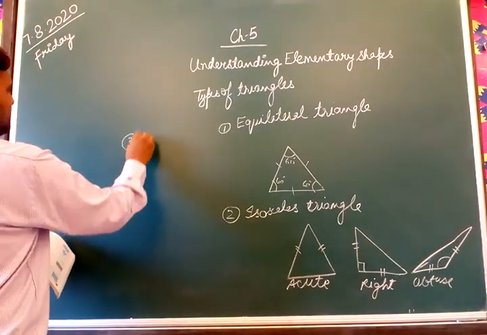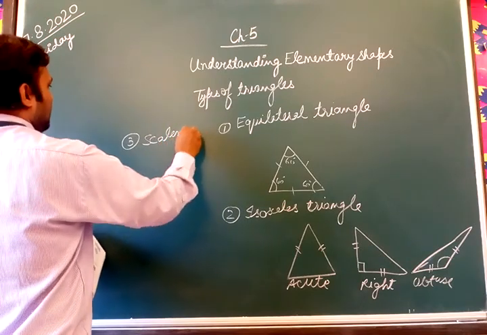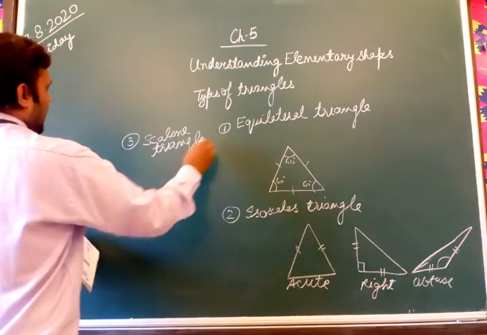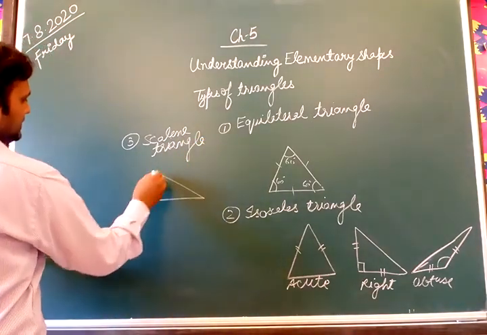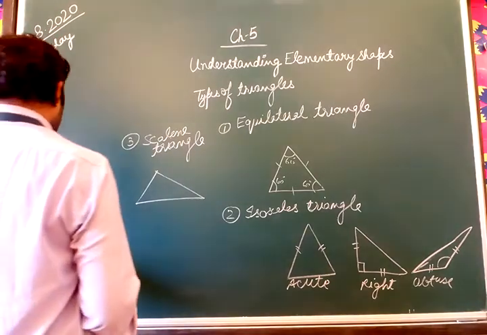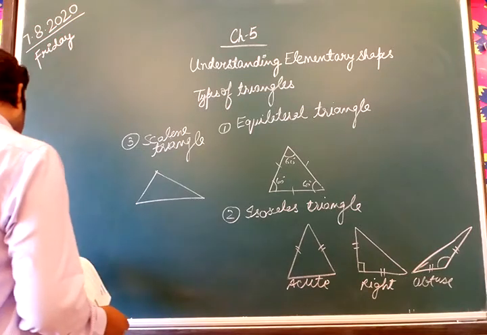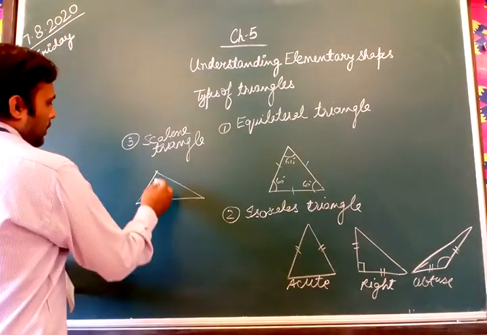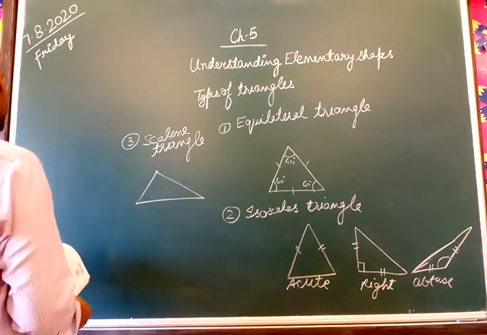Third is the scalene triangle. In a scalene triangle, all three sides are unequal. So these triangles are scalene triangles. No two angles in a scalene triangle are equal. No two angles can be equal. All angles are different, and all sides are different.